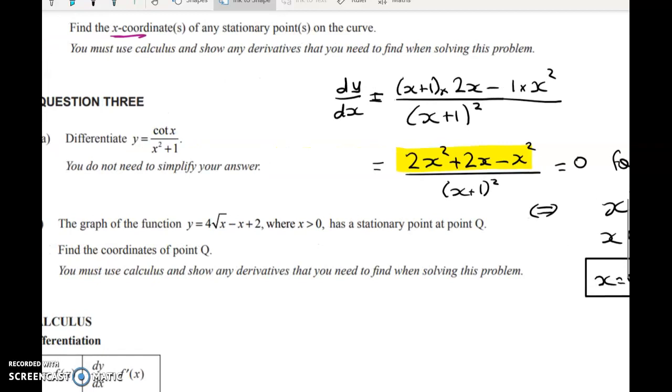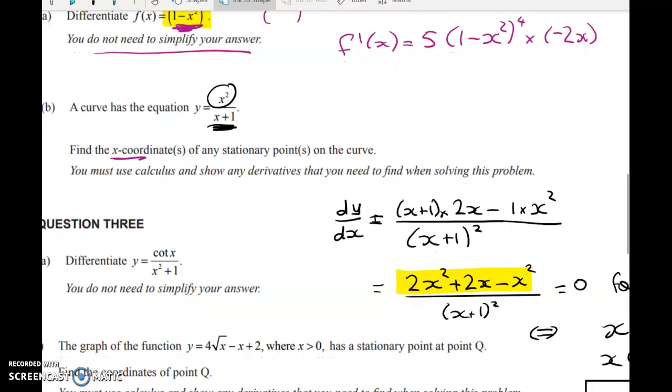All right, let's just check that we don't have to do anything else. Yep, that's all we had to do. We just had to find the x coordinates of any stationary point, so we didn't have to put it all the way back into the curve.